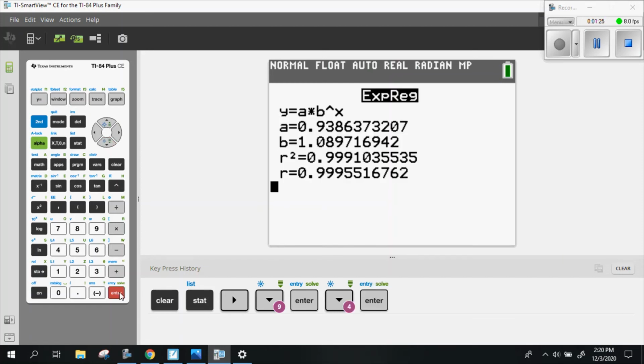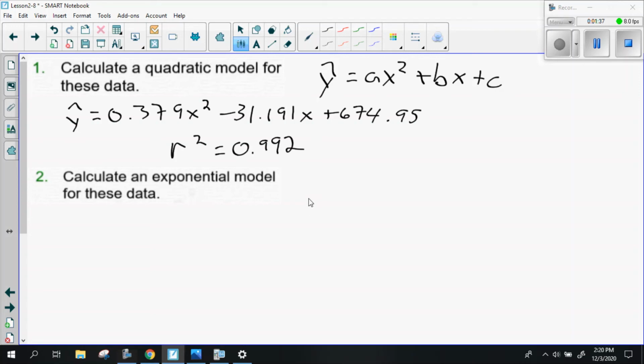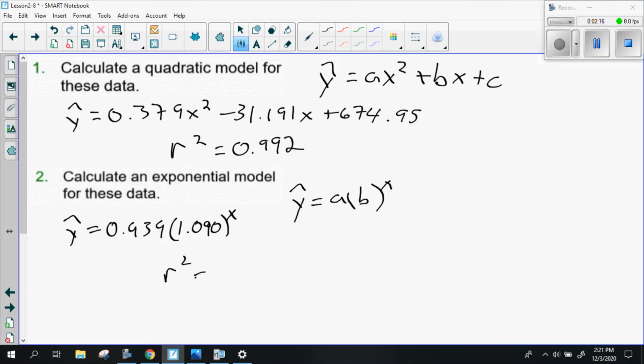We'll make sure to record these values for a, b, and r squared in this case. Let's go ahead and write down those values, keeping in mind that our exponential regression is going to be in the form y hat equals a times b to the x power. All right, so inputting those values that we had for a and b, we have 0.939 times 1.090 to the x power, all right? And we had an r squared value of 0.999. Excellent, so that answers 1 and 2.